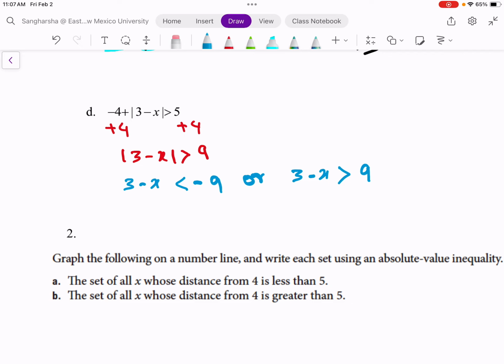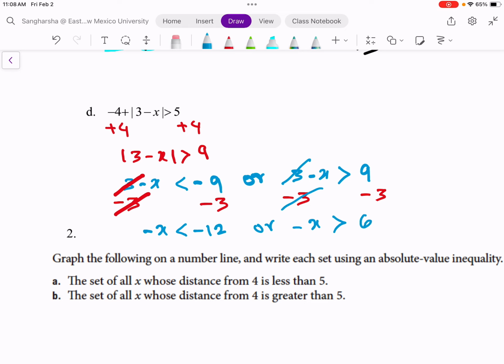In order to solve the first inequality, we subtract 3 on both sides. For the second inequality, we do the same thing, subtract 3 on both sides. Positive 3, negative 3 cancel. So we have negative x less than negative 9 minus 3, that's negative 12, right? Or positive 3, negative 3 cancel, and we have negative x greater than 9 minus 3, that is 6.